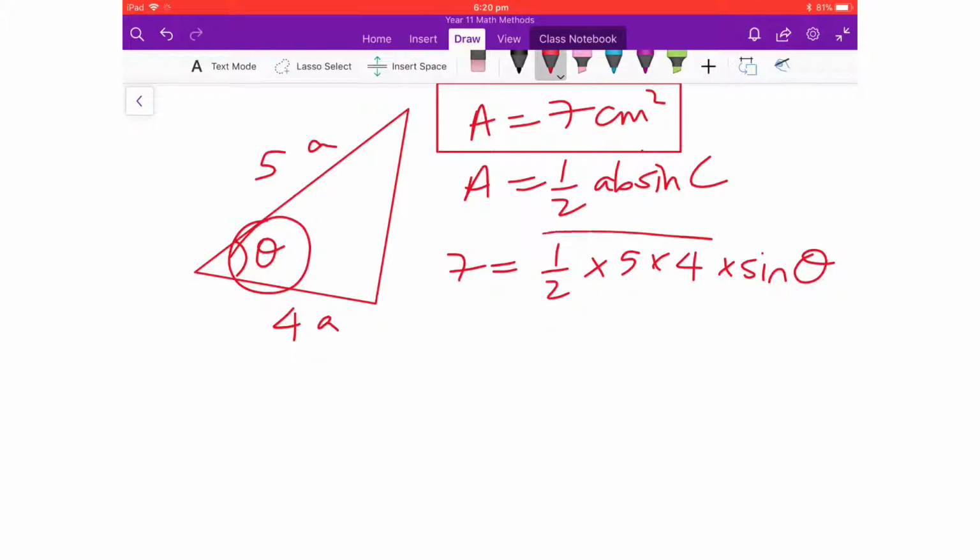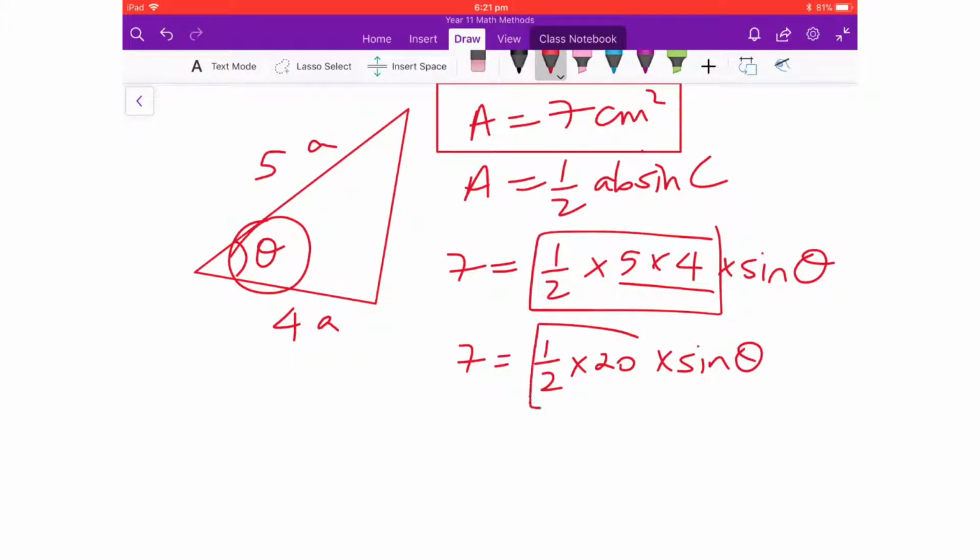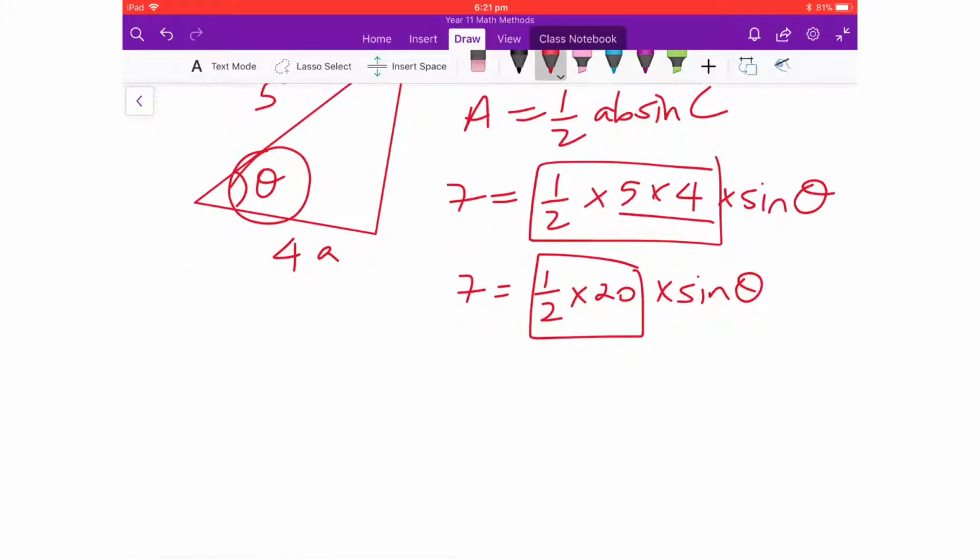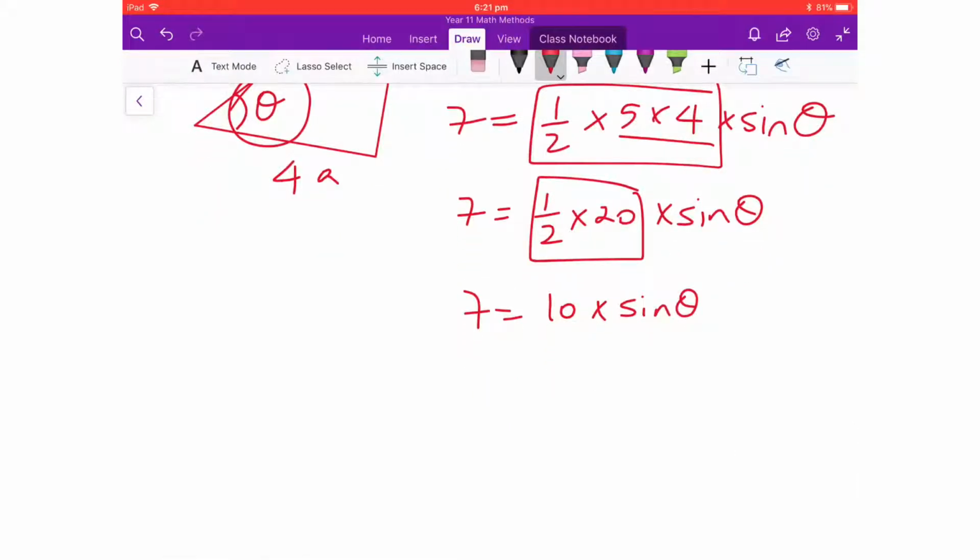Now I'm going to sort the situation out. I don't like it when I've got a lot of multiplication signs, and I don't like fractions. So 7 is equal to, I could do 5 times 4 is 20. So we do half times 20 times sine theta. The fraction's still there, so I'm going to keep going. So 7 is equal to half of 20, which is 10 times sine theta. So now I'm going to rearrange.